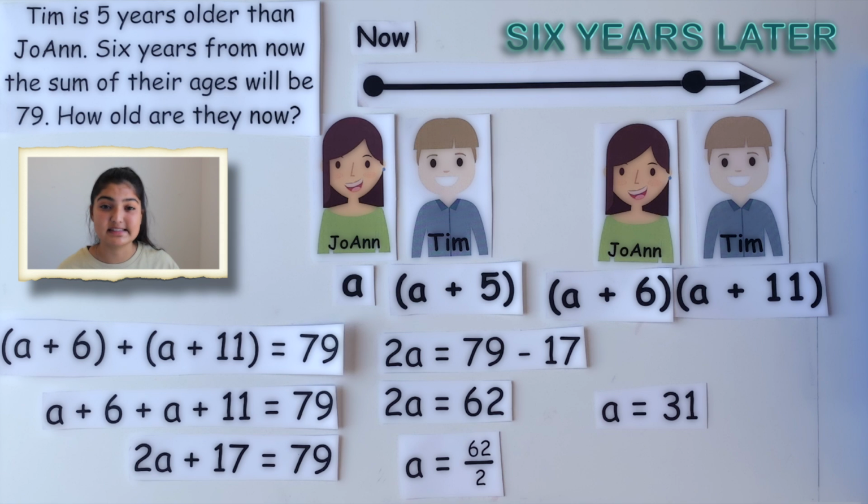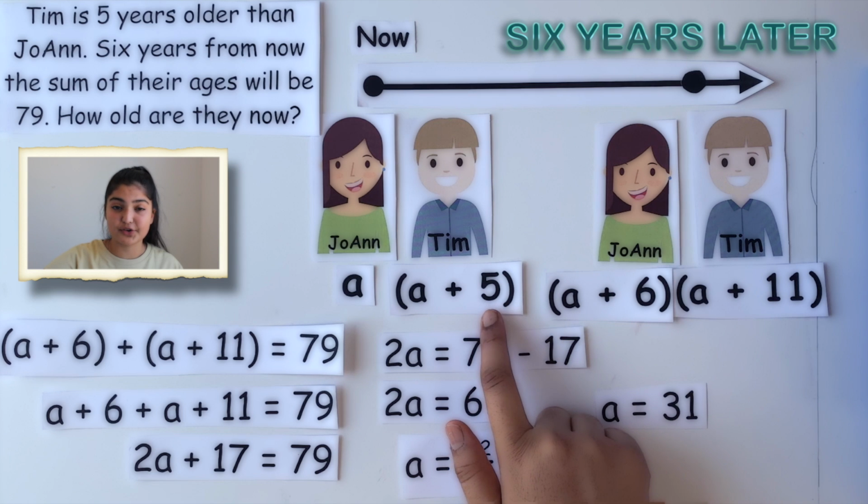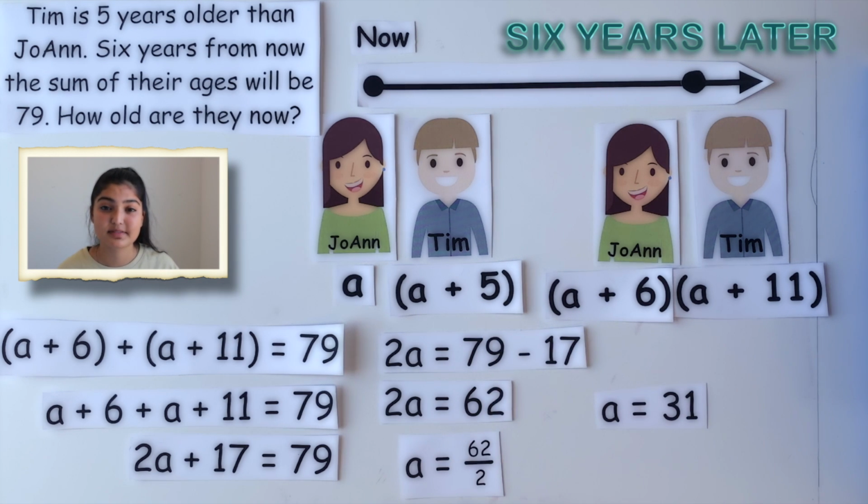But how old is Tim? Well, since Tim is 5 years older than JoAnn, we can add 5 to 31. 31 plus 5 is 36. So, Tim is 36 years old.